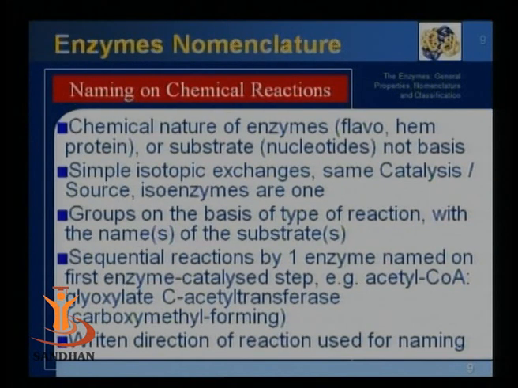The chemical nature of the enzyme, such as a flavo or heme protein, or the substrate, such as nucleotides or bases, simple isotopic exchanges, and some catalysis sources are also considered. Isoenzymes are grouped on the basis of the type of reaction with the name and the substrates. Subsequently, reactions by one enzyme are named on the first enzyme-catalyzed step, for example acetyl coenzyme A, glyoxylate C-acetyl transferase, that is carboxymethyl forming. The written direction of a reaction is used for naming. All these characteristics and principles should be kept in mind before doing the exact classification and nomenclature.